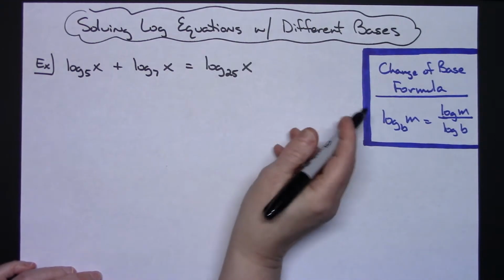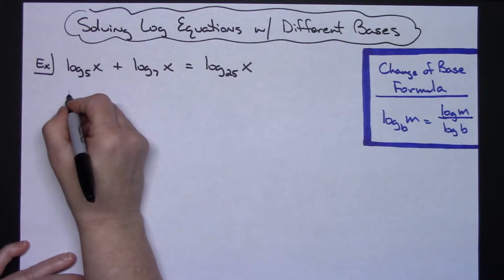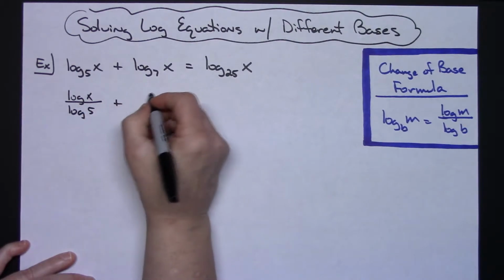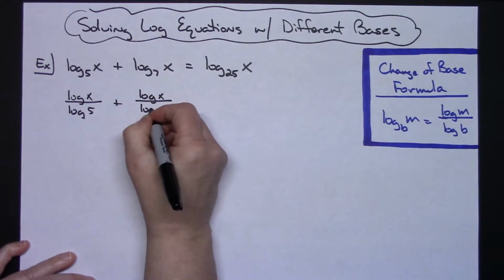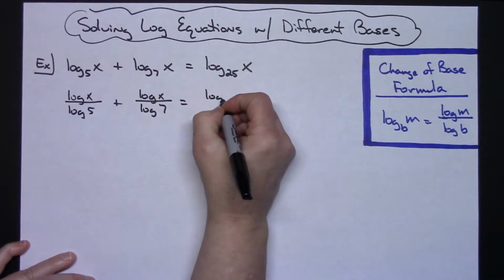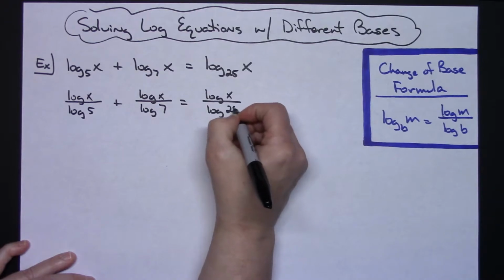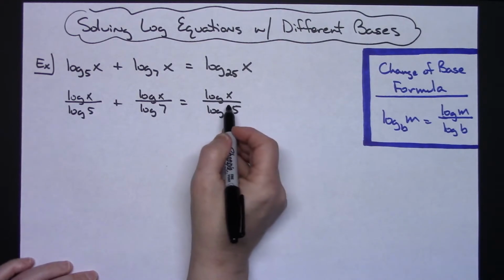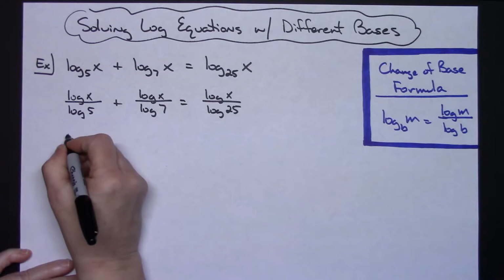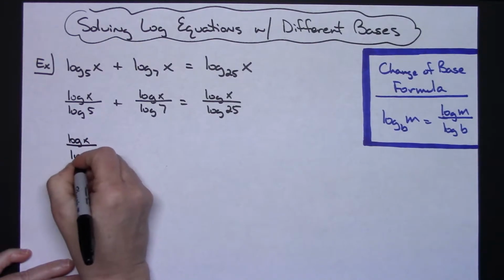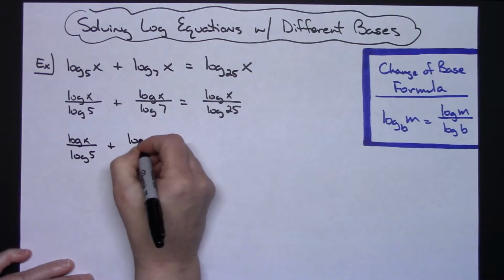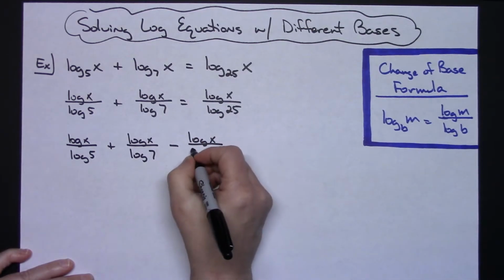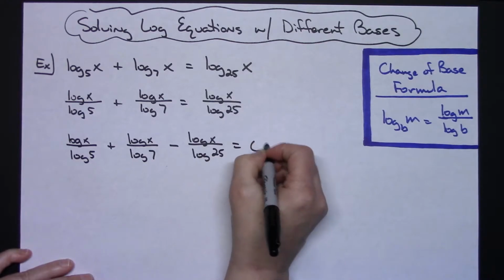So implementing that change of base formula on each one of these, I'm going to have the log of x over the log of 5 plus the log of x over the log of 7 is equal to the log of x over the log of 25. Now if I'm going to try to solve for x, I need all my x's on the left hand side, so I'm going to subtract this from both sides of the equation. So I would have the log of x over the log of 5 plus the log of x over the log of 7 minus the log of x over the log of 25 equaling 0.